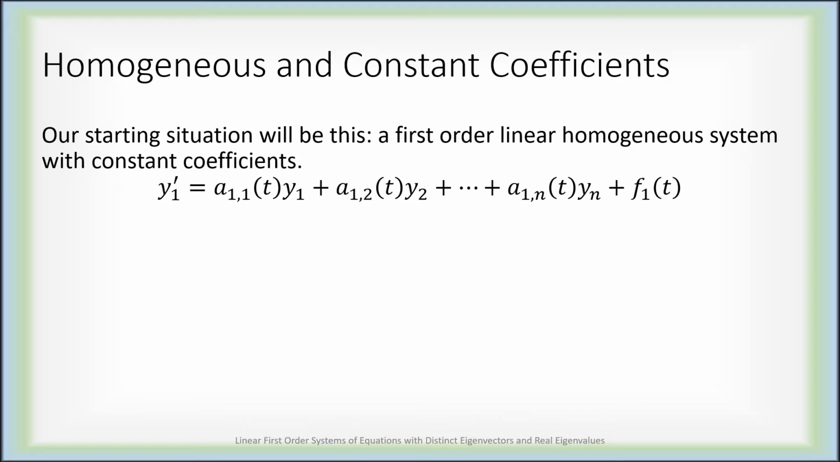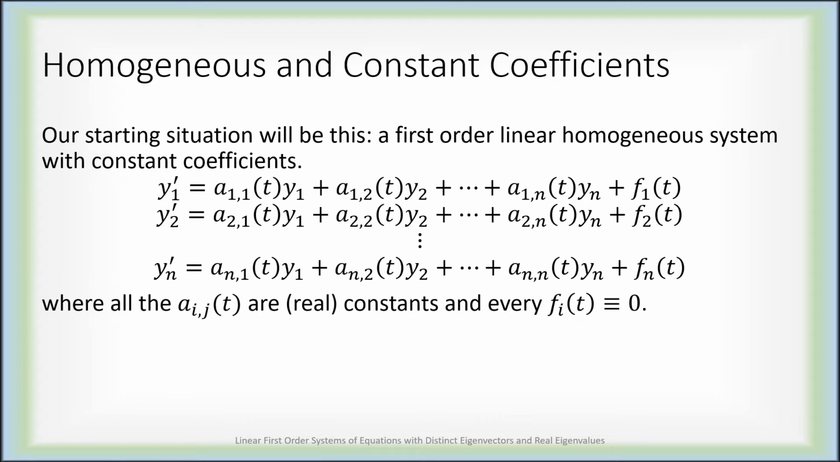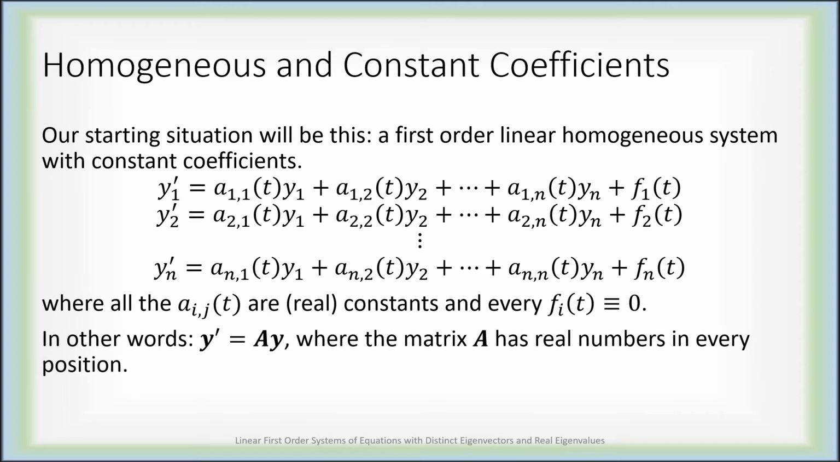So in other words, y1 prime is expressed as a linear combination of the yn's plus some forcing function, and y2 and so forth, but our simplifying assumptions are that these coefficients aren't functions of t, just constants. Also, the forcing functions are all zero. In this case, I can represent the system as y prime is Ay, where A is a matrix with real number entries.